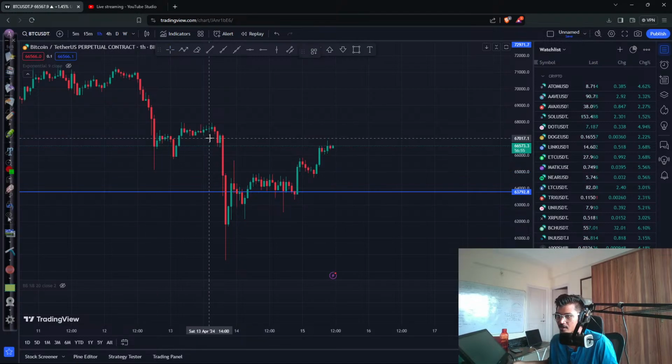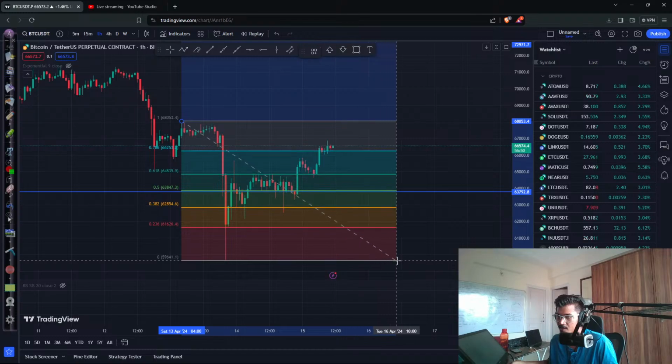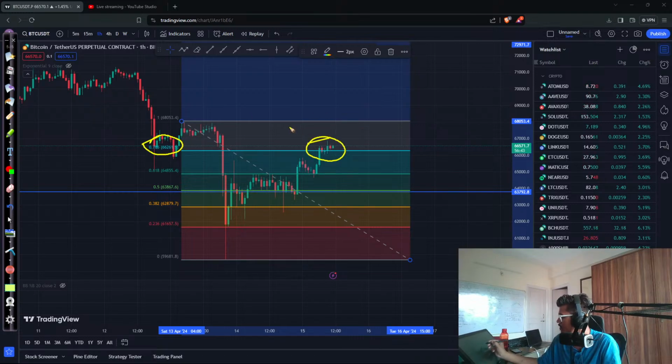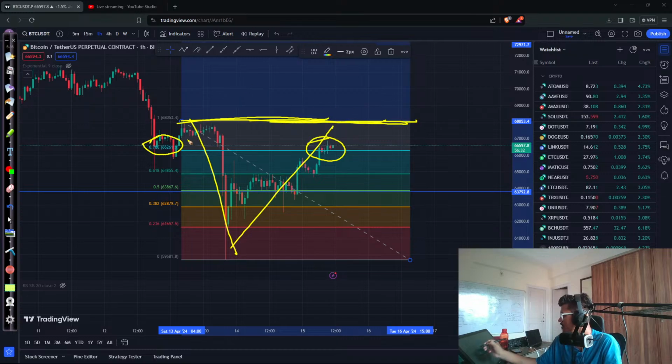Fibonacci retracement from left to right. If I take from here to here, see, we are already at this 78%, and if we move on to 100 there, that's your order block kind of stuff, like a double top, and then we take a short from there.